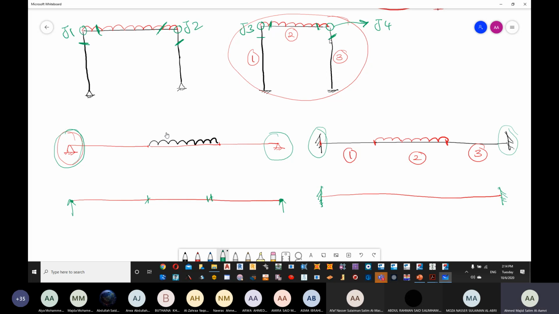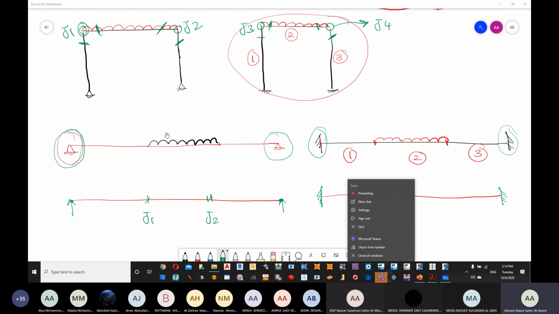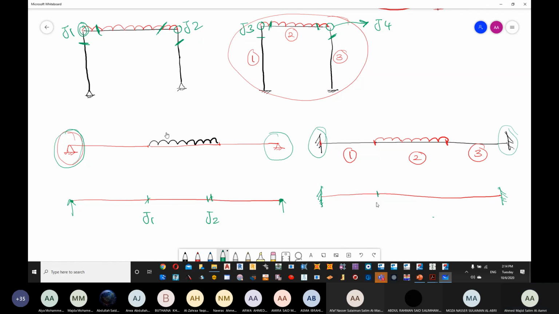Okay. So since this joint is represented here, and this joint is represented here, then we have a small one here, 3, and we have here joint 4. Are we okay with the joints? Joint 1, joint 2, joint 3, joint 4. Are we okay? Are we fine?